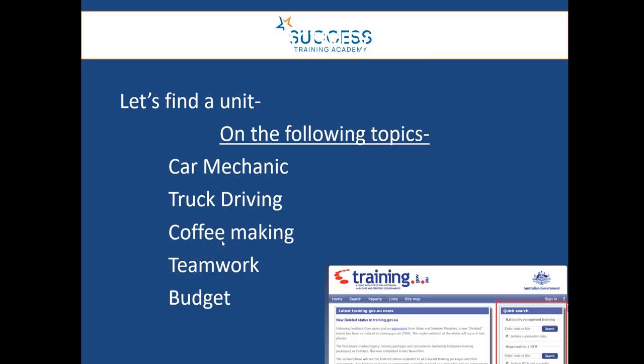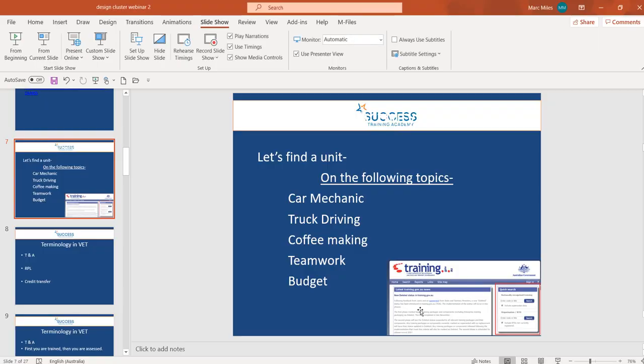Alrighty, excuse me for that slight technical error there. So let's find a unit on the following topics. Now what I want to do is give us some practice on actually finding a unit of competency related to different areas. The more that you get involved in this activity, the more you're going to build up your confidence in using training.gov.au. So I've just put this up. Just take notes and write down the 5 topics, so that you can play along at home.